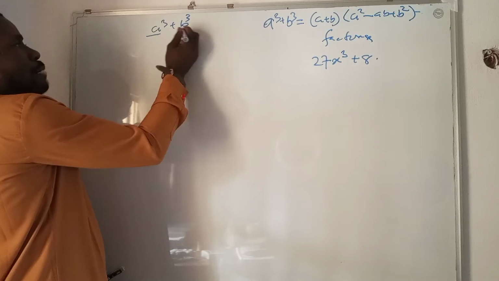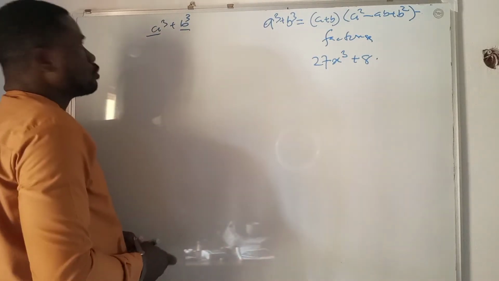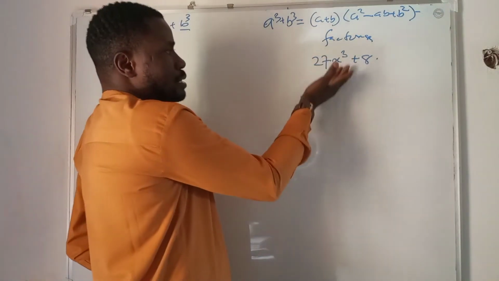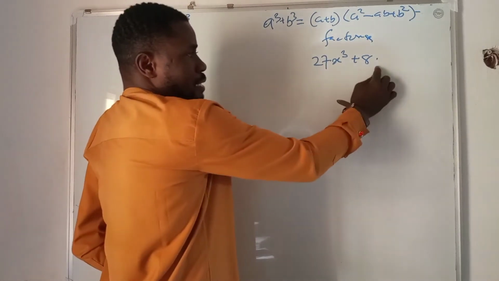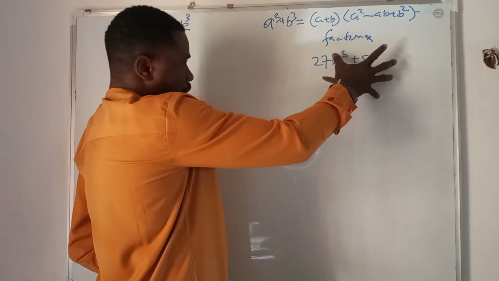This is the first term and this is the second term. Two terms. Ask yourself, does this have two terms? That's correct. This is a term, this is a term. Two terms. That fits in correctly.